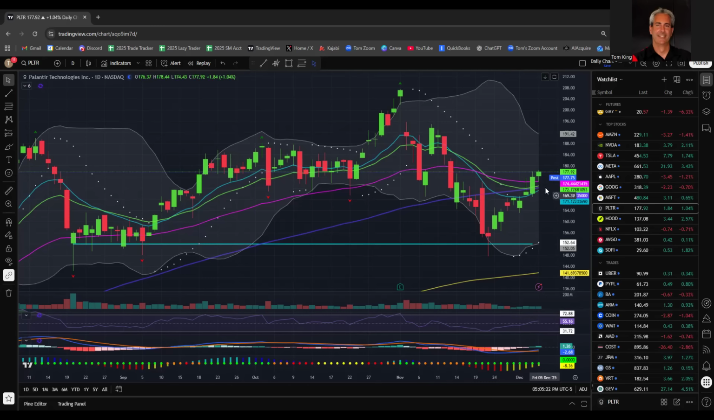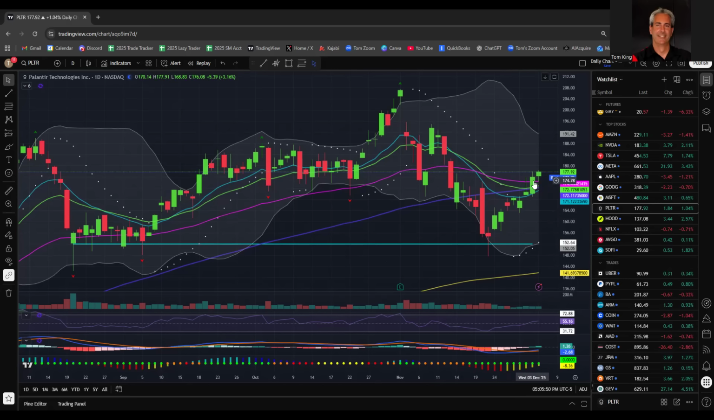We just broke above the 50. I think this is a good spot. Even if we pull back a tad, I like this opportunity. Remember this 152 level on Palantir. 152 is kind of around the same range that we bottomed way back here in August, right? So the 152 level, something to think about. This is bullish.